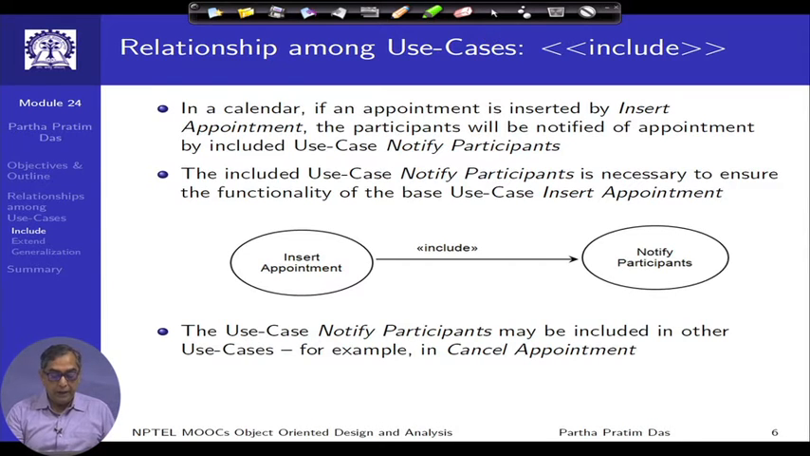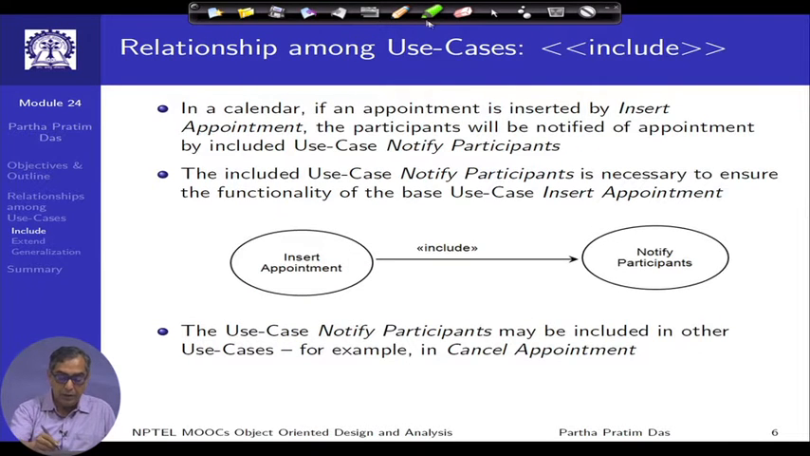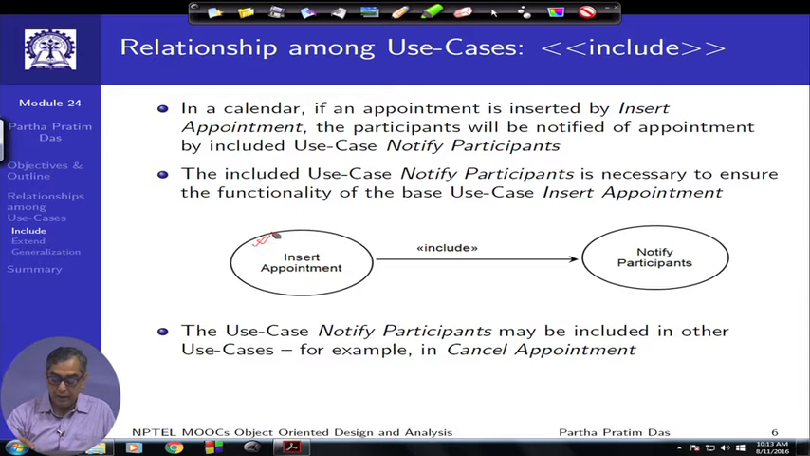For example, if we have a calendar kind of application where there are different appointments that I can insert or create, certainly we will expect that once an appointment has been created, a notification will be given to the participants. So, one use case is insert appointment, the other use case is notify participant, and there is an include relationship from insert appointment. Insert appointment is the base case and notify participant is the included use case.